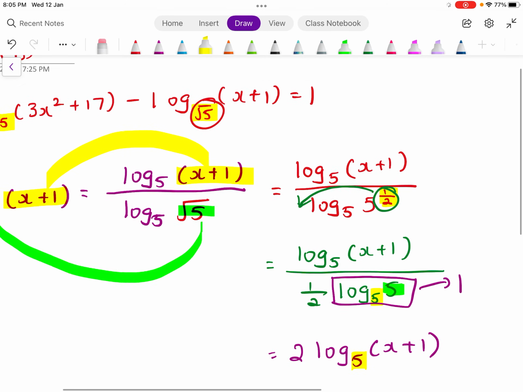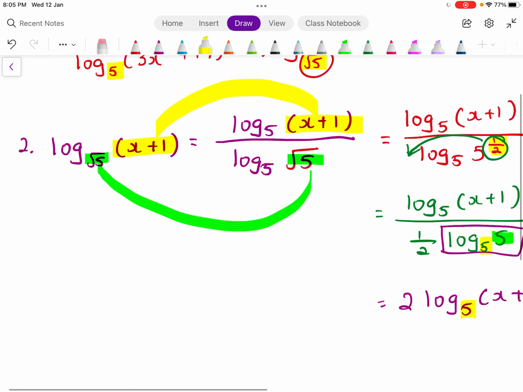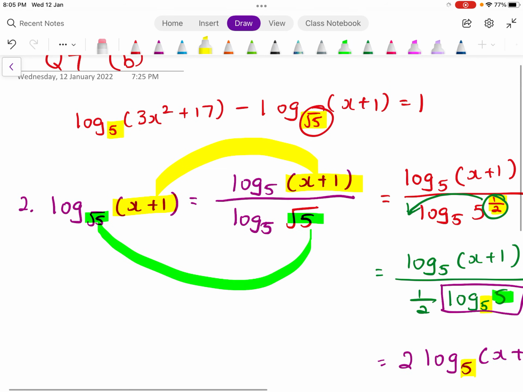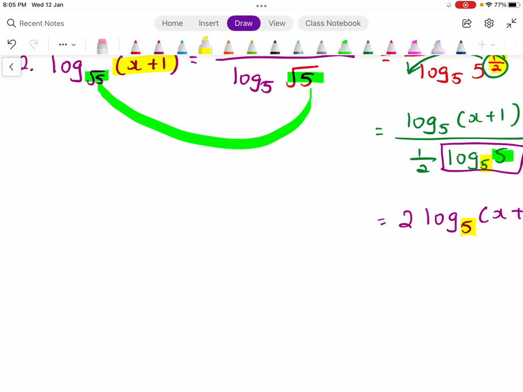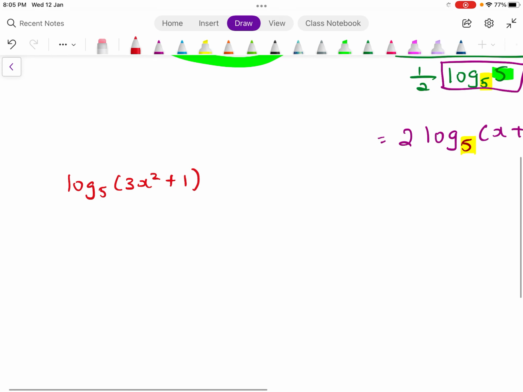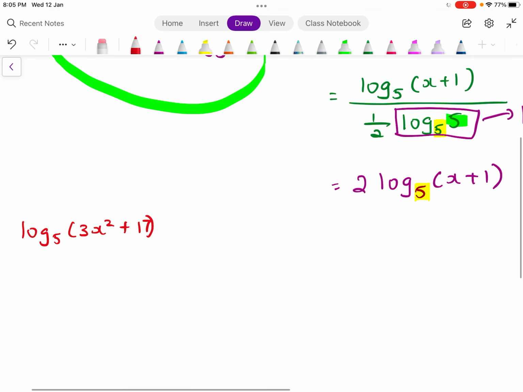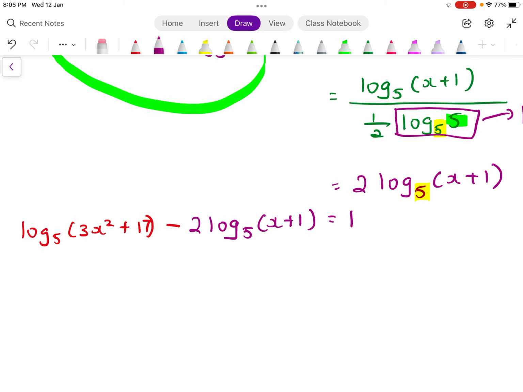Then after that, we write down the equation accordingly. So write down log base 5 of (3x squared plus 17), not 1, 17. Then after that, minus, so I put a minus sign, then put a 2 log base 5 of (x plus 1), equal to positive 1. So I want to solve this equation.